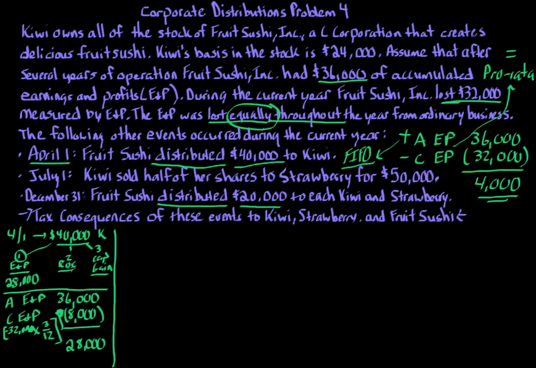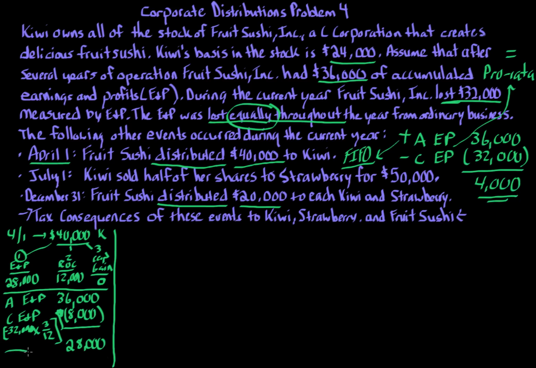So next, we have 40 minus 28. There's 12,000 remaining because these three numbers need to equal 40,000. So we have 28,000 here, and these two numbers need to equal 12. Now for return of capital, we look at the basis, which is $24,000 as of April 1st because we haven't yet sold stock. So the next 12,000 is return of capital. And 28 plus 12 is 40. That means capital gain distribution is 0 because these three numbers need to equal 40,000.